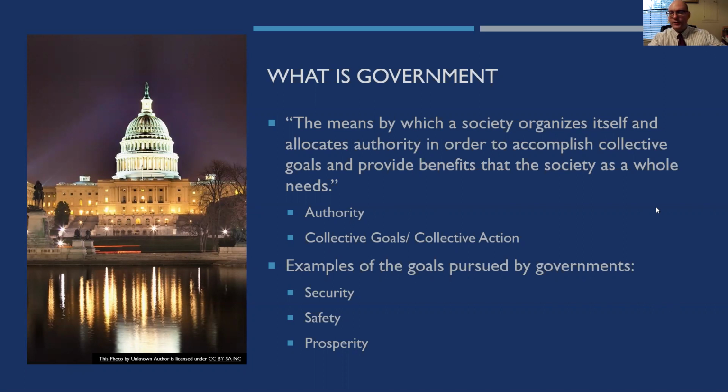Examples of the goals pursued by governments: security, obviously, something that almost every government is trying to provide in one way or another for its citizens, for itself. Safety, prosperity. These are things that governments pursue in different ways through different policies. There are different levels of expectation of how much they might provide that for their citizens, or their subjects in the case of other types of governments, okay? Again, I'm going to go through this somewhat quickly here.